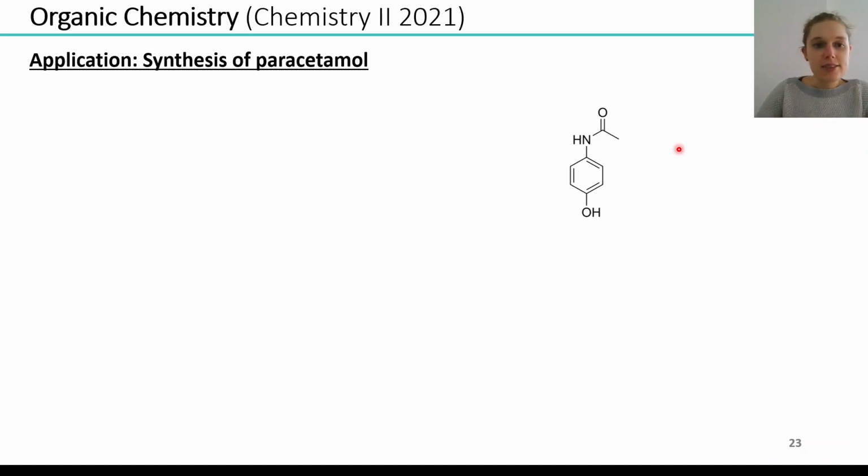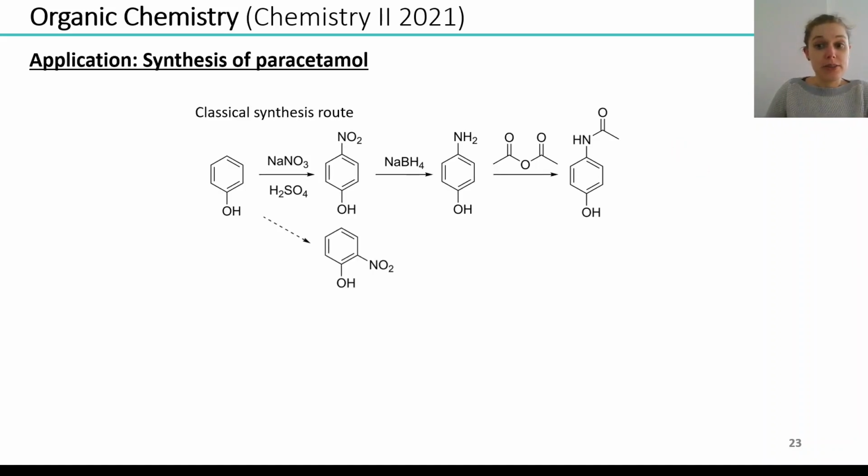And the classical synthesis approach is very similar to what we just learned. So we start with a phenol, and then we selectively substitute in para position. And for this we need to do a nitration. However, as we just learned, the hydroxide substituent is a 2,4 directing activator. Therefore, we will not selectively form this 1,4 substituted benzene, but also the 1,2 substituted one.